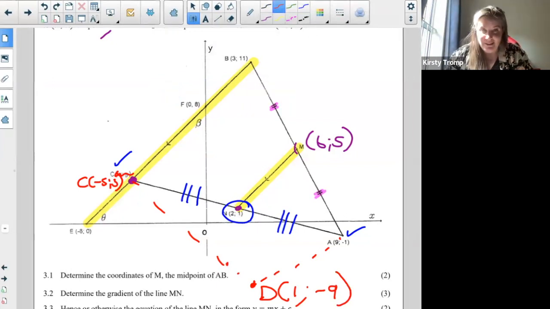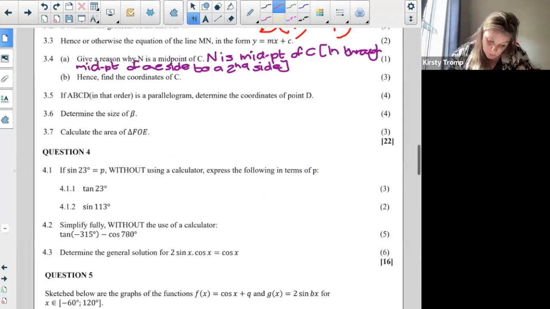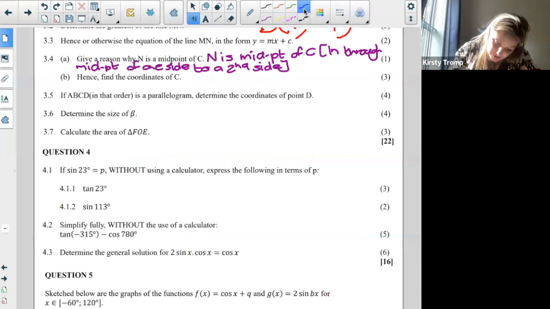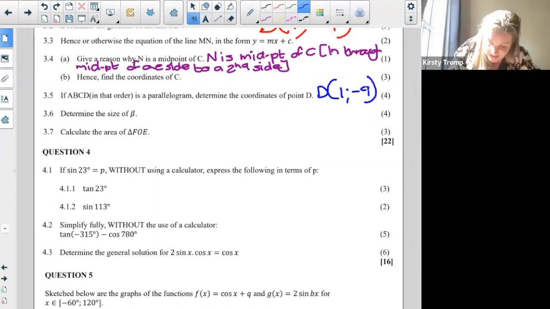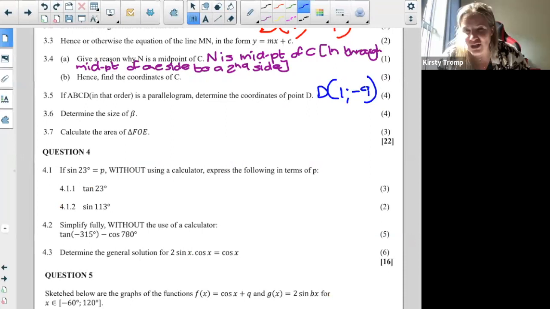Done. Quick and easy. Look how many marks it's for. It's for 4 marks. It didn't ask you for any workings. D is the point (1, -9). 4 marks for nothing. I just taught you how to cheat that.